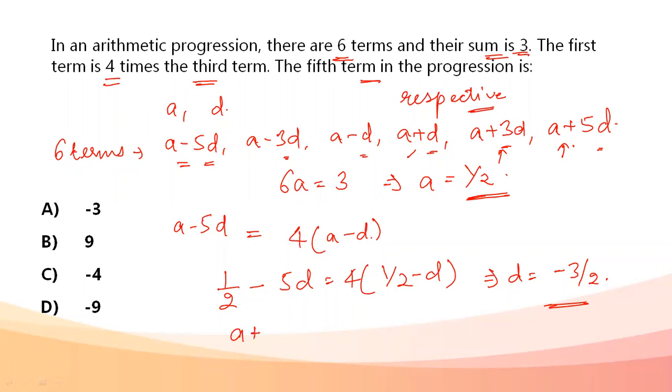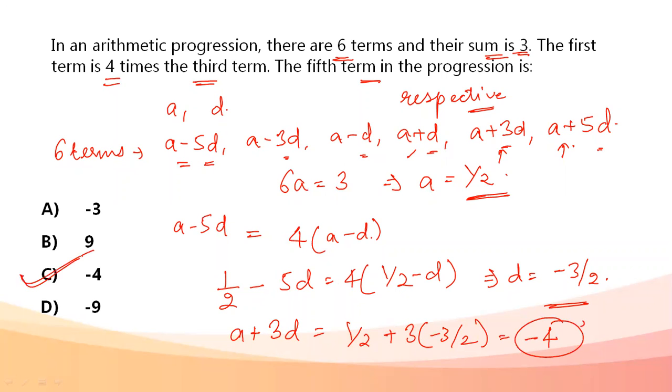The fifth term is a plus 3d, that is, a plus 3 into d. The value comes out to be minus 4. Very simple question. The answer is C, minus 4.